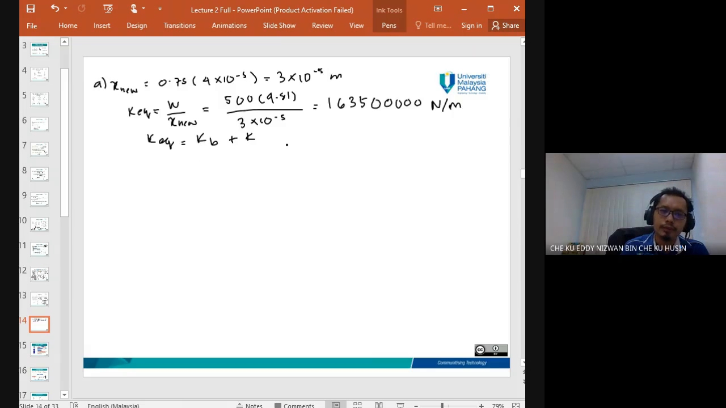If we want to calculate the K value, K should be equal to K equivalent minus K beam. We have already calculated, which is equal to 4 times 10 power 7 Newton over meter. Okay, so this is A, and B and C I think are just a repetition.